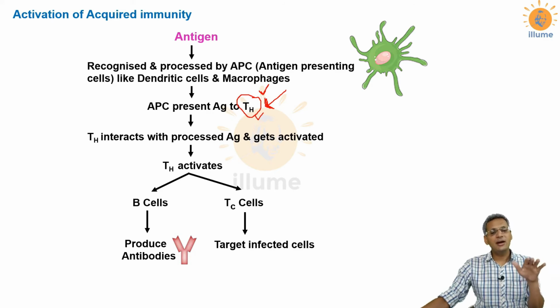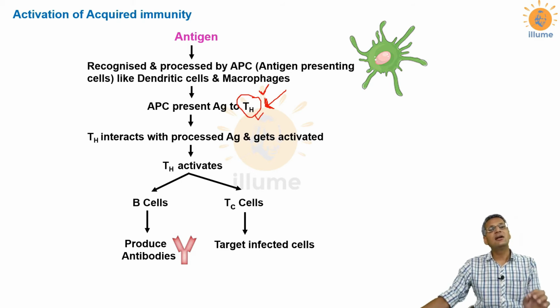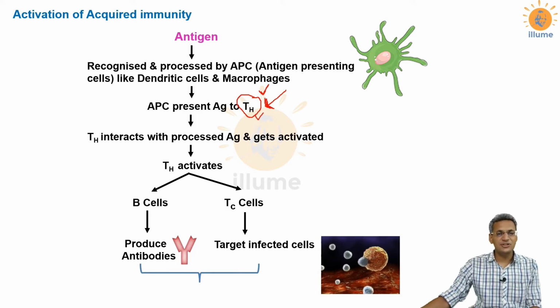Whenever there is a deficiency of T helper cells, the activation of immunity is hampered, and that leads to deficiency of the immune system. That means immunodeficiency, and that's why HIV causes immunodeficiency.